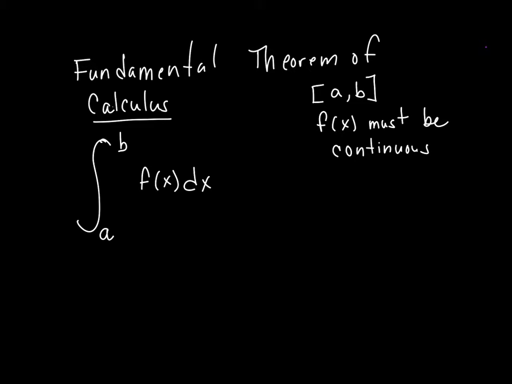on that interval from A to B. If this is true, then this equals f of B minus f of A. Now, let's talk about the notation here, because the notation is really important. So what does this mean?